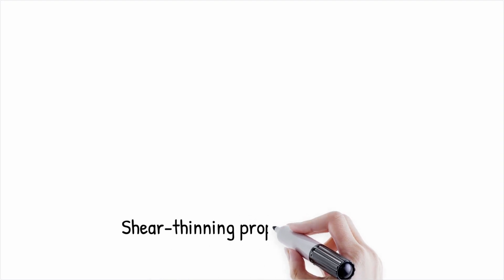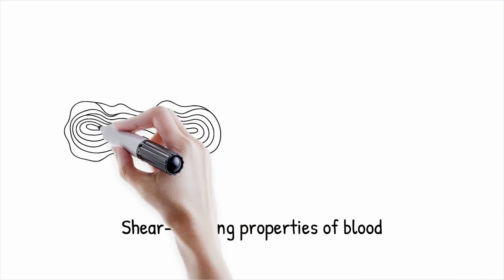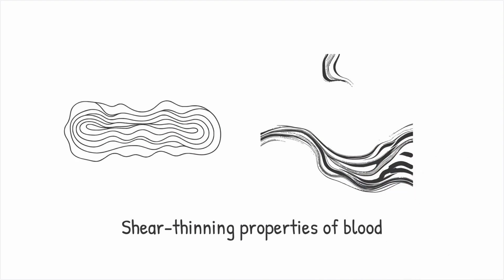Blood, a complex fluid, exhibits non-Newtonian properties. It becomes less viscous as the shear rate increases, known as shear thinning. This property ensures efficient oxygen and nutrient transport in tiny capillaries.